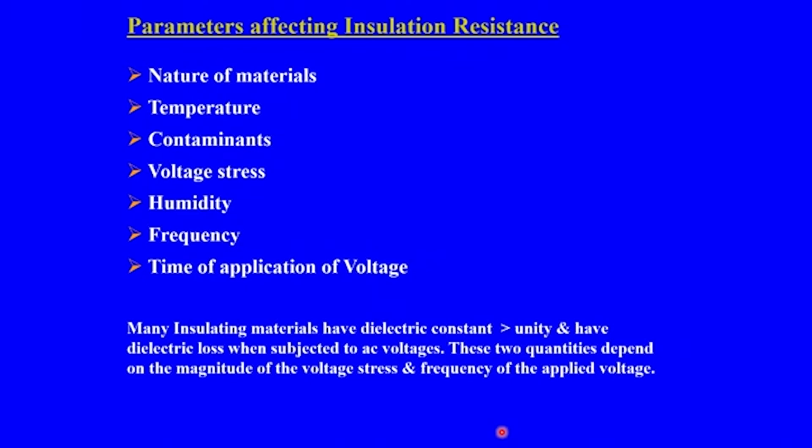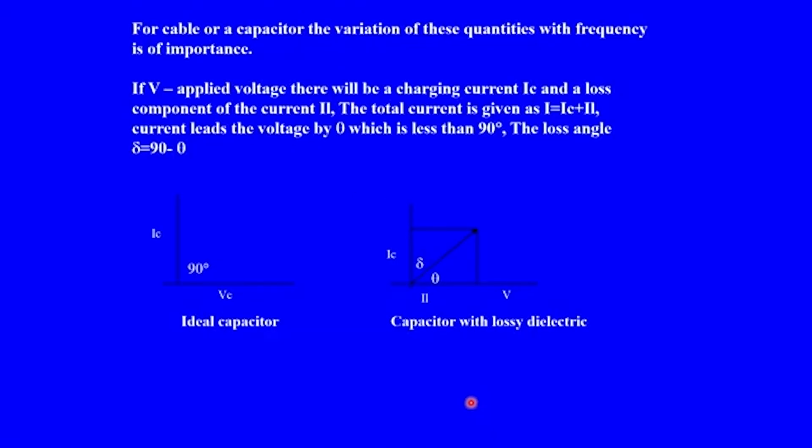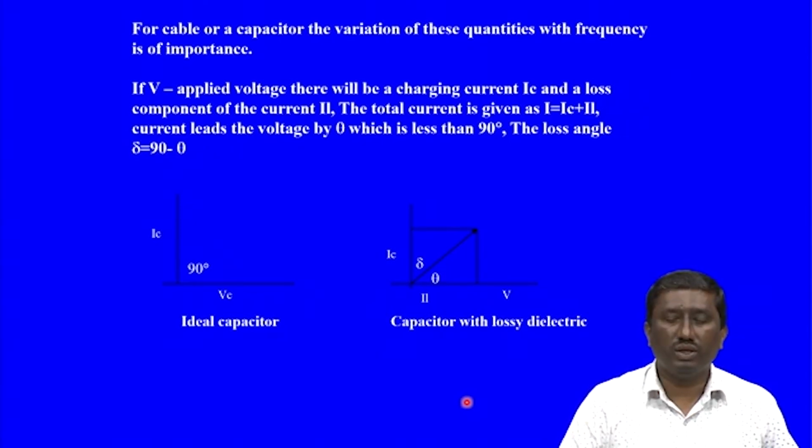So, many insulating materials have a dielectric constant usually greater than unity and have a dielectric loss when subjected to AC voltages. So, these two quantities particularly depend on the magnitude of voltage stress and the frequency of applied voltage. So, two important factors to be noted here. For a capacitor or a cable, the variation of these quantities, the applied frequency and the voltage, is of importance.